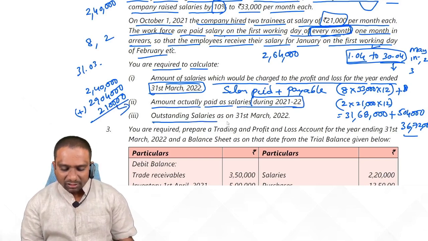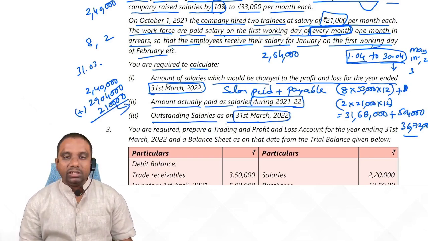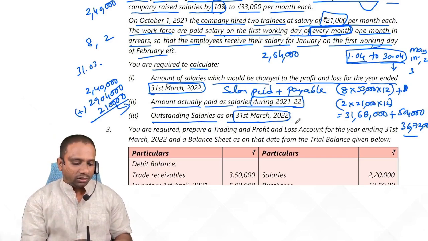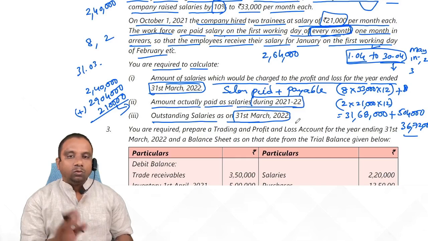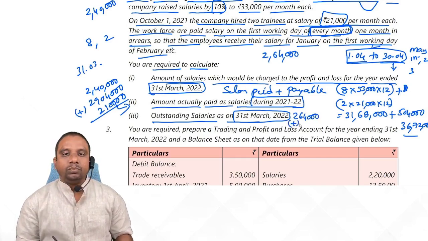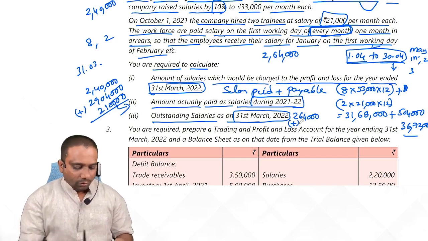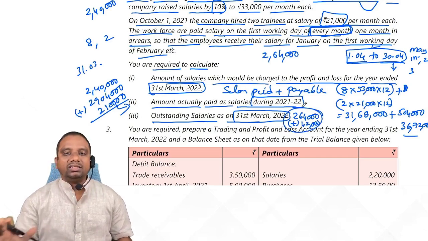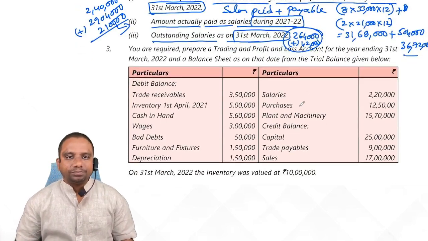Next, outstanding salaries as on 31st March 2022, which means 1 month's salary in arrears. So 8 employees into 33,000 for 1 month, 2,64,000, plus 21,000 into 2 employees, 42,000. This total is the arrears amount. Clear, students? Next one.